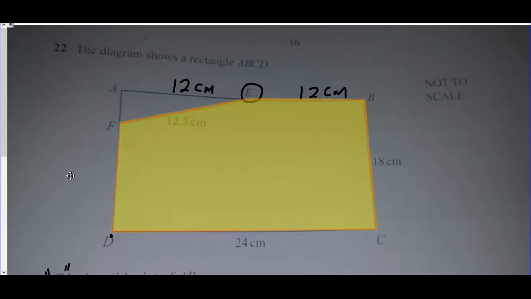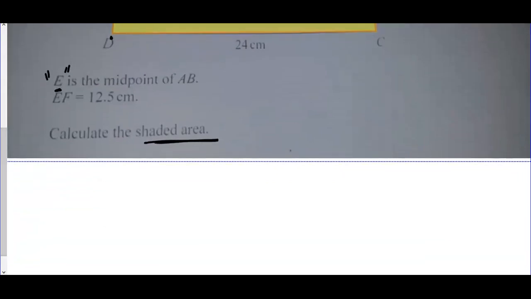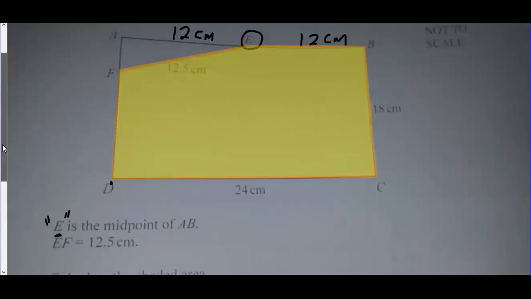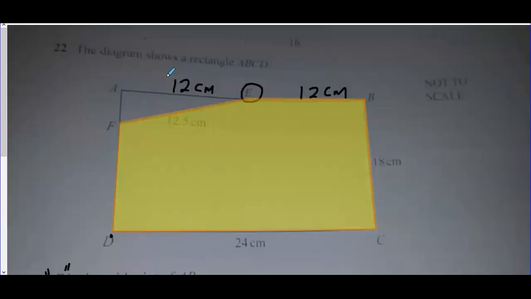Now, with this shaded part, I'm going to find the area of the entire rectangle. Now this rectangle is ABCD. So the area of the rectangle will be 12 times 18. Sorry, the area of this rectangle will be 24 times 18.